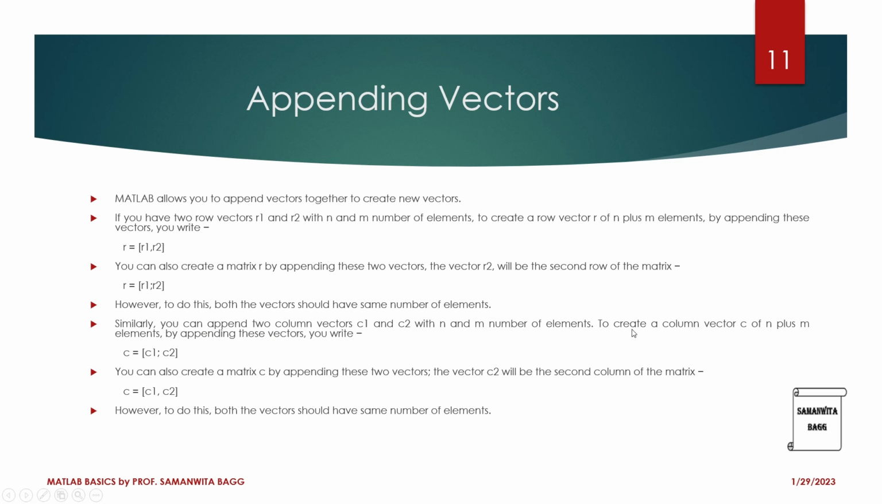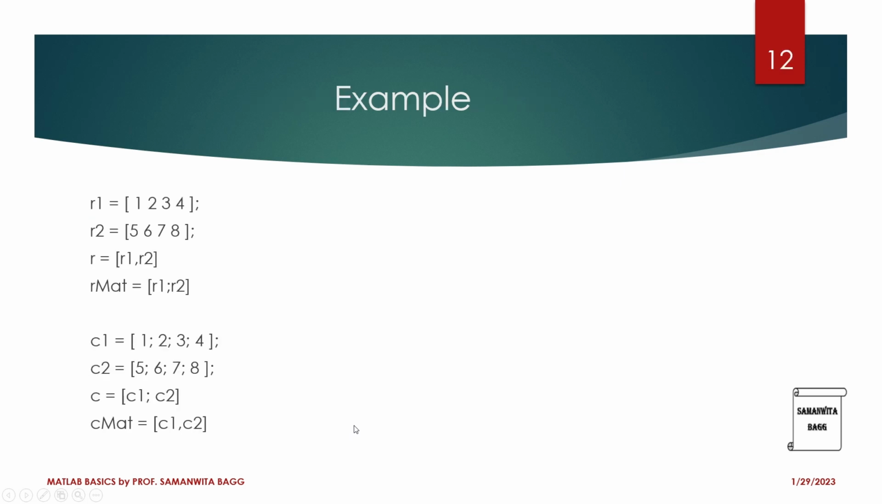Similarly, you can append two column vectors C1 and C2 with n and m number of elements to create a column vector C of n plus m elements. By appending two vectors, you write C is equal to C1 semicolon C2. You can also create a matrix C by appending these two vectors. The vector C2 can be the second column of the matrix C is equal to C1, C2. However, to do this, both the vectors should have the same number of elements.